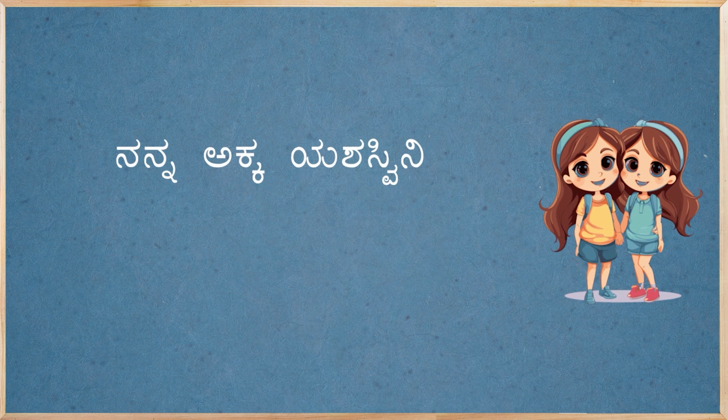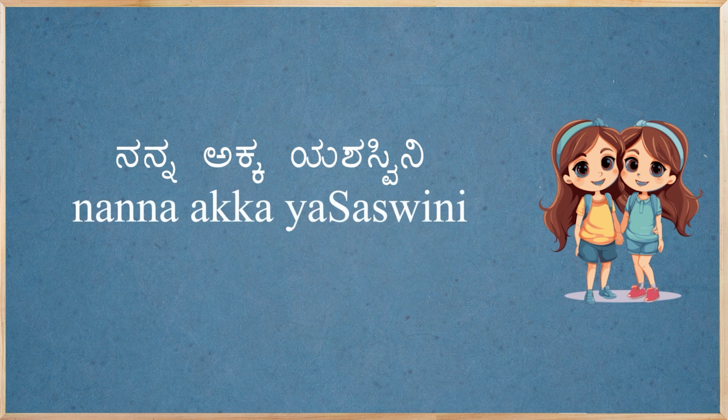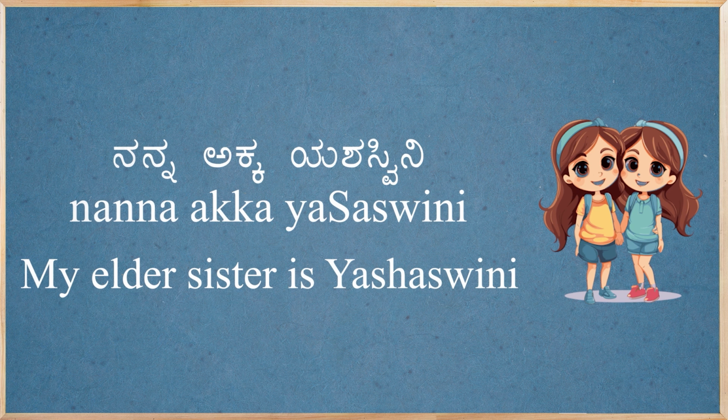Elder sister, Akka. Akka in Kannada means elder sister in English. The term Akka is both the name of the relationship and the way to address an elder sister in Kannada. For example, Nanna Akka Yashaswini. Nanna Akka Yashaswini means my elder sister is Yashaswini. Elder sisters are often seen as second mothers and are addressed with respect and affection.